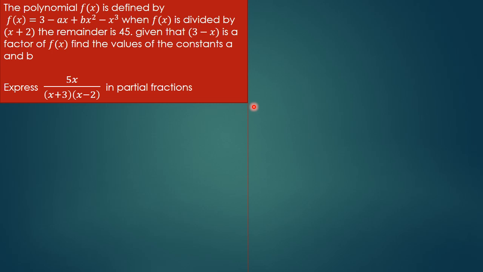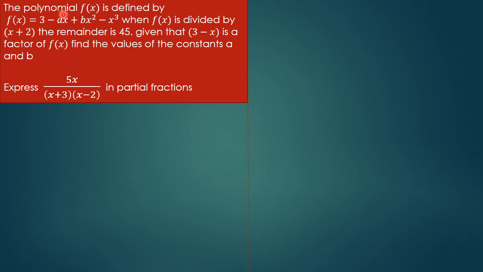Great. So friends, as you can see, the first question is saying that the polynomial f of x is defined by f of x equals 3 minus ax plus bx squared minus x cubed. When f of x is divided by x plus 2, the remainder is 45. Given that 3 minus x is a factor of f of x, find the values of the constants a and b. The next part is saying that we should express 5x over (x plus 3)(x minus 2) in partial fractions. Great. So friends, let's look at the first part.